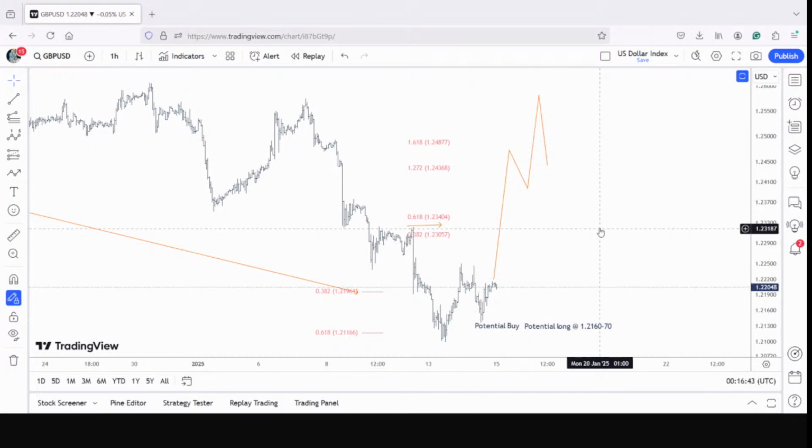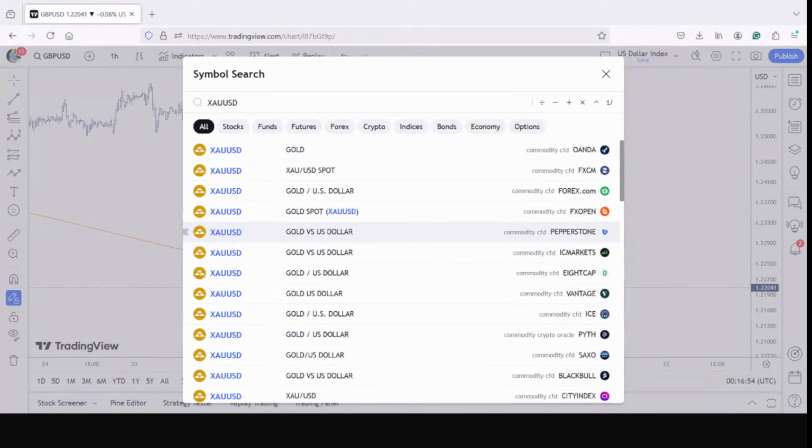All right. We are on the long side pound, long side euro, and short the dollar index. Obviously, we are short dollar JPY as well. All right. Let's see what the metal has been doing.